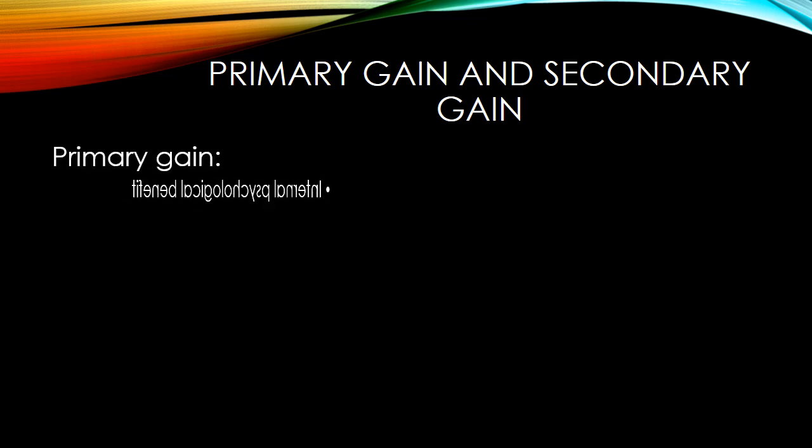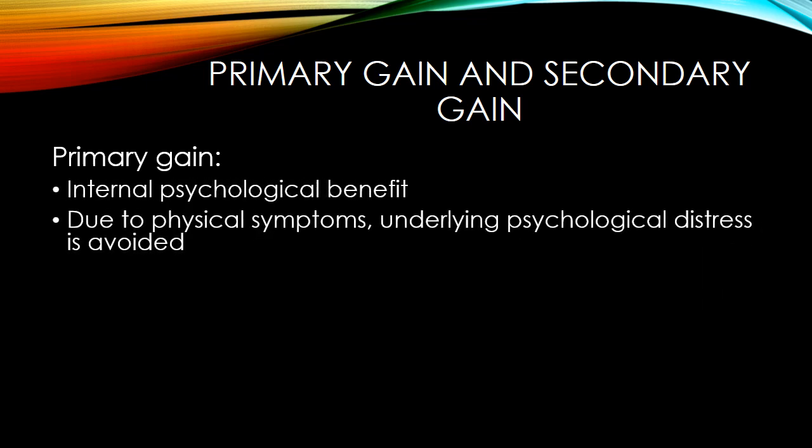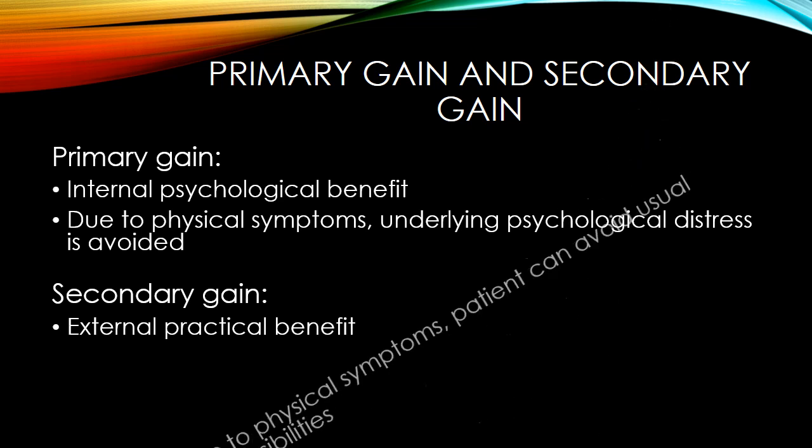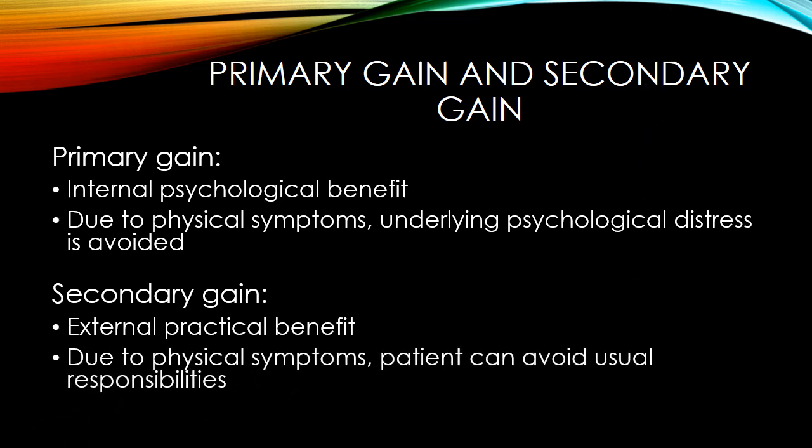Primary gain, as we saw earlier, refers to internal psychological benefit. So, due to physical symptoms, the underlying psychological distress is avoided. And secondary gain is characterized by external practical benefit. So, due to physical symptoms, the patient can avoid usual responsibilities.